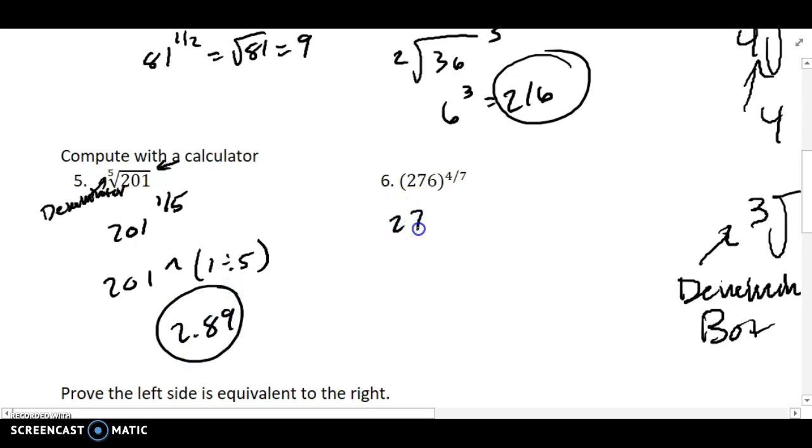This one's pretty straightforward. We can just put it in the calculator. Don't forget the power button and the parentheses. So 276, power button, parenthesis 4 divide 7, and I'm going to get 24.82.